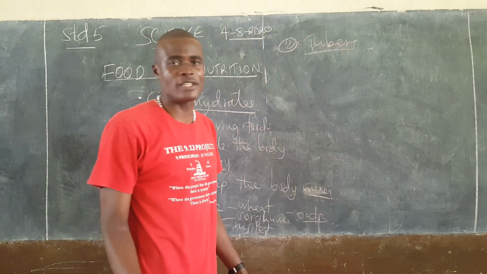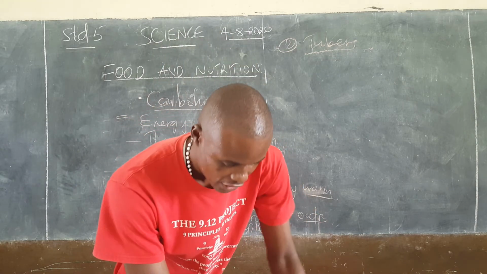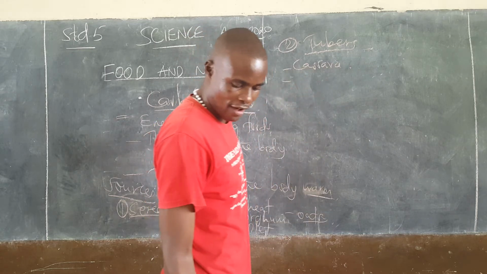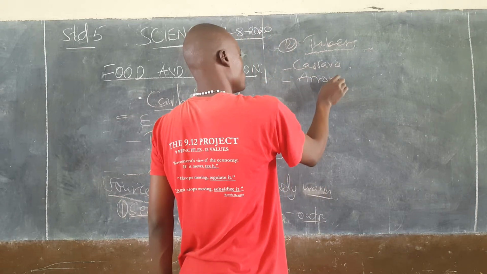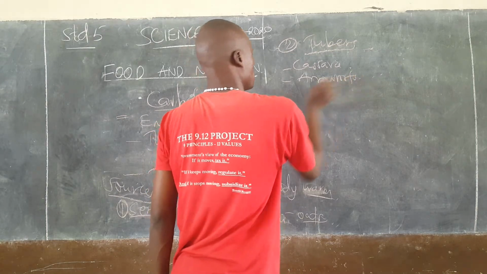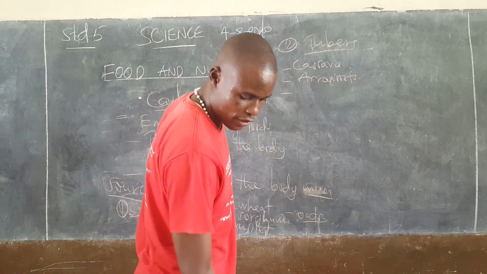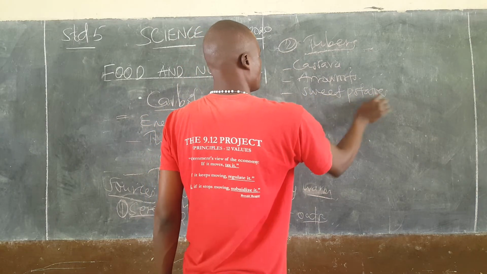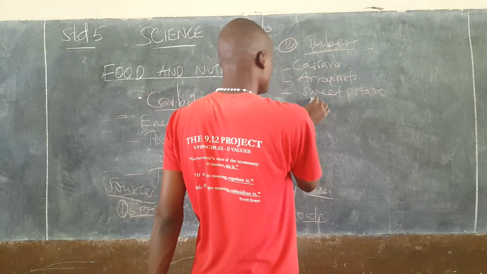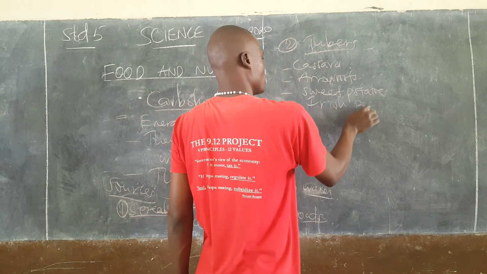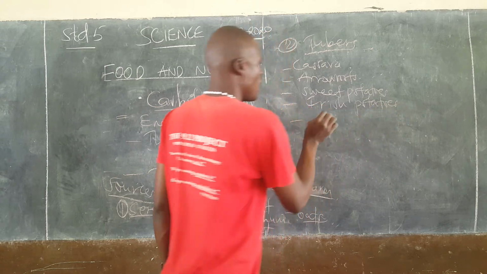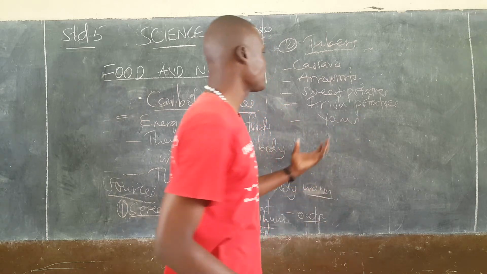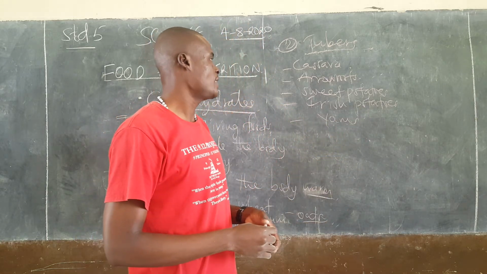And the tubers are many. These are the key ones again. Among the tubers, we have cassava. We also have arrowroots. After that, we also have sweet potatoes. And we also have the Irish potato. And then lastly, learner, we have the yams. These ones are key, very good examples of this.